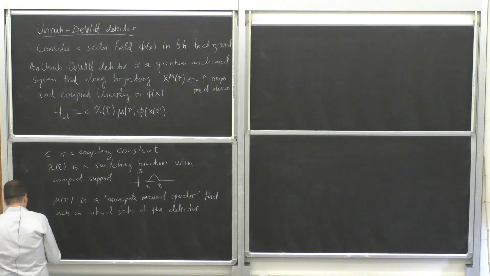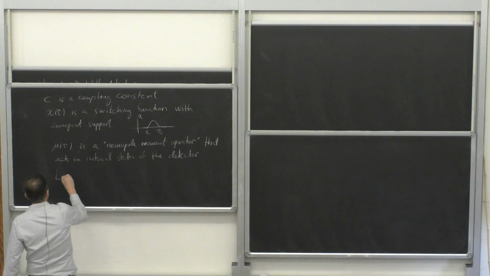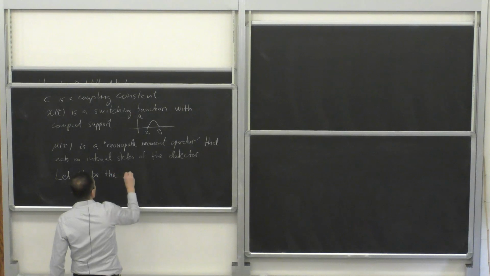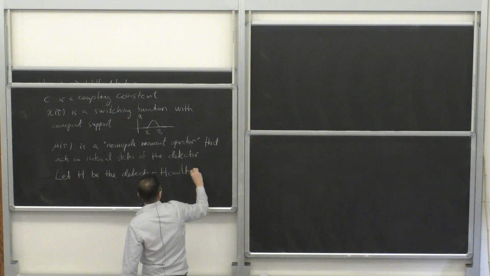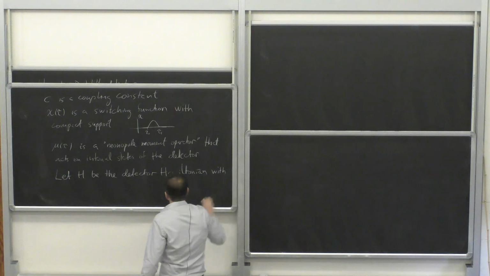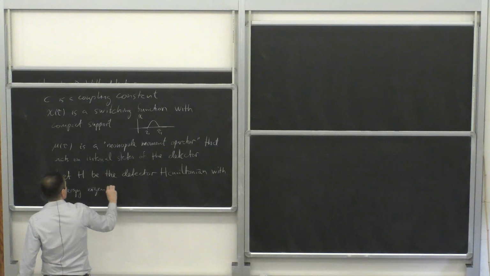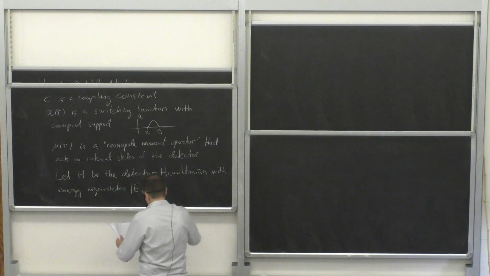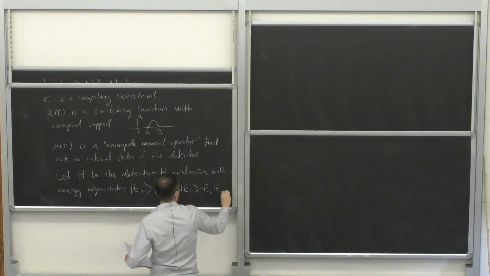All right. And now let's just do a little bit of formal. So let H be the Hamiltonian of our system, with just some energy eigenstates. Let's call them EI, so that H acting on EI is just given by some energy. Okay?